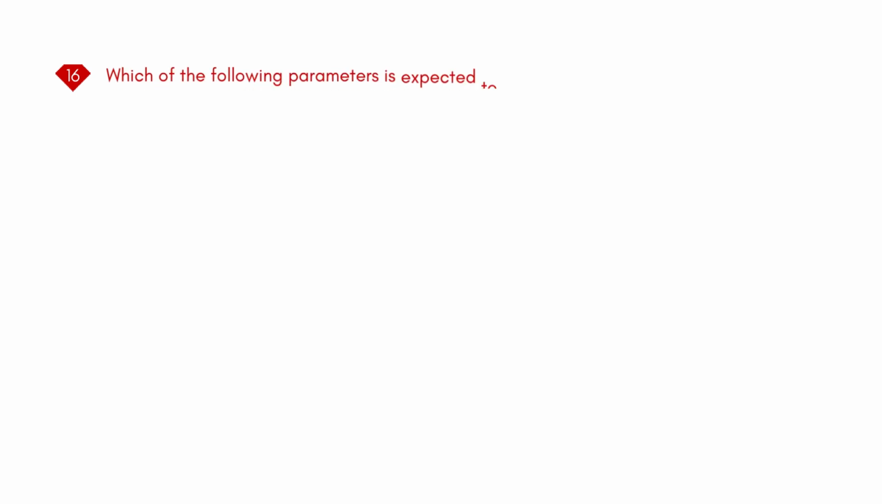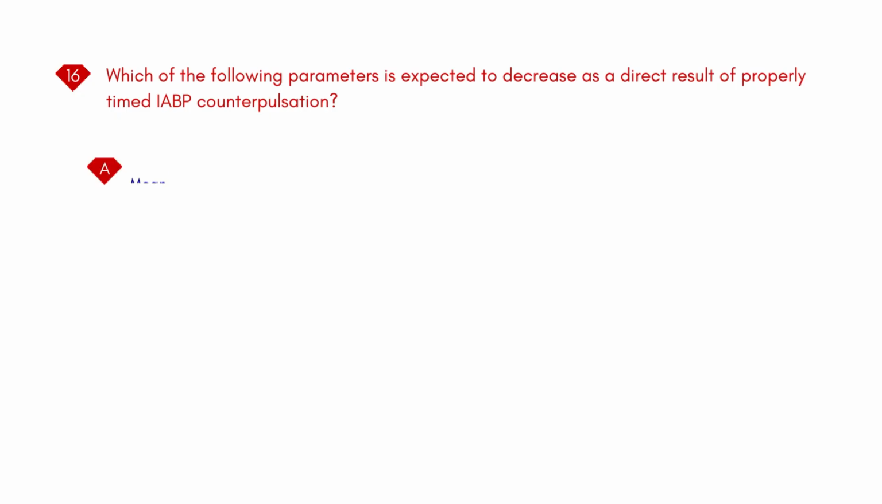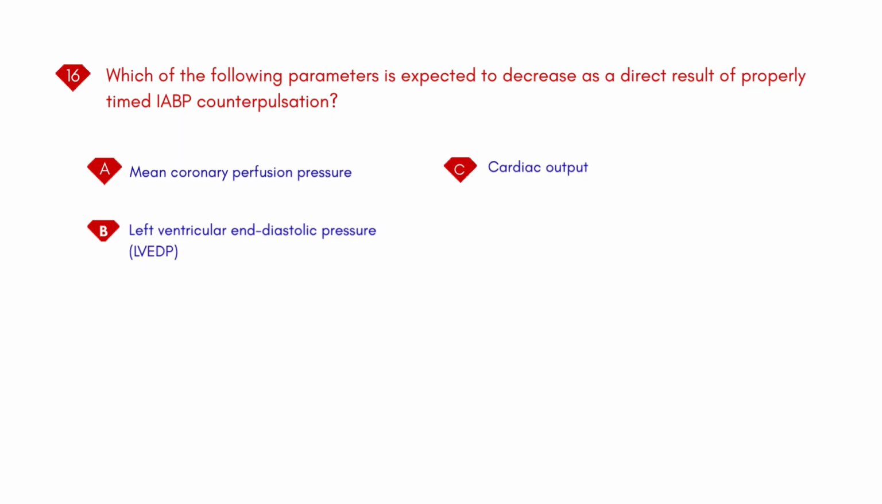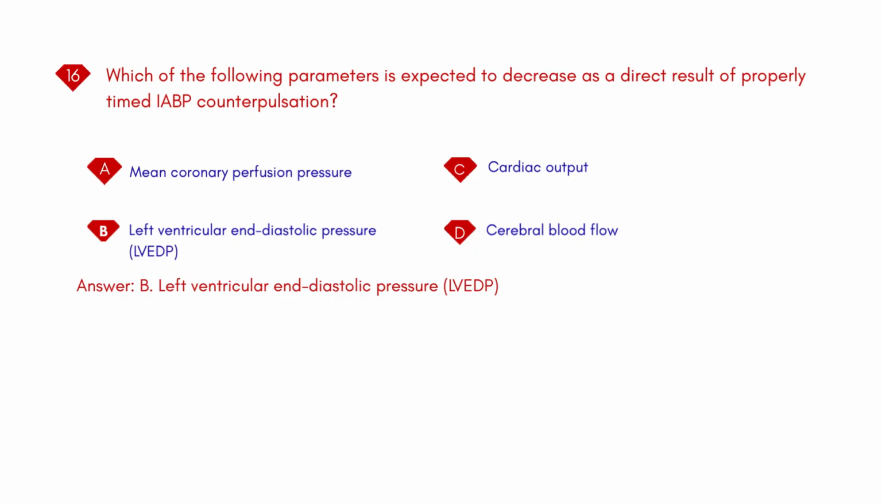Which of the following parameters is expected to decrease as a direct result of properly timed IABP counterpulsation? A. Mean coronary perfusion pressure. B. Left ventricular end diastolic pressure, LVEDP. C. Cardiac output. D. Cerebral blood flow. Answer: B. Left ventricular end diastolic pressure, LVEDP.